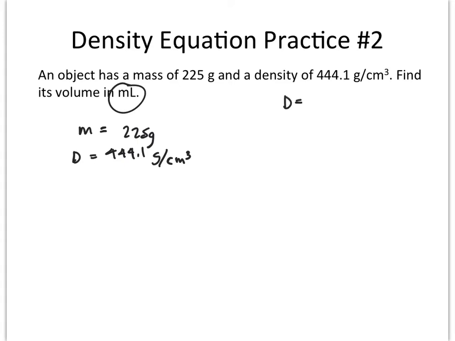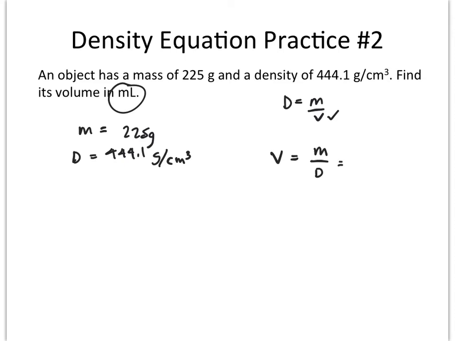Okay, so again, we take our equation for density, and we need to solve for V. Okay, so volume is going to equal mass divided by density. Okay, now we check our units. We got grams and grams. Those would end up canceling. And we have centimeters cubed, so we plug that in.